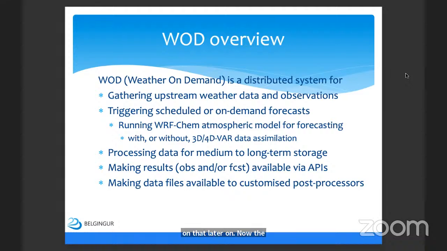Now, the output data and also basically the upstream data can be processed for medium to long-term storage. And these results, so both observations and forecasts, are then made available to our customers through a wide range of APIs. And the system is also quite frequently used to feed into secondary or third-party decision support tools. So we can use it to run a hydro model, for instance.